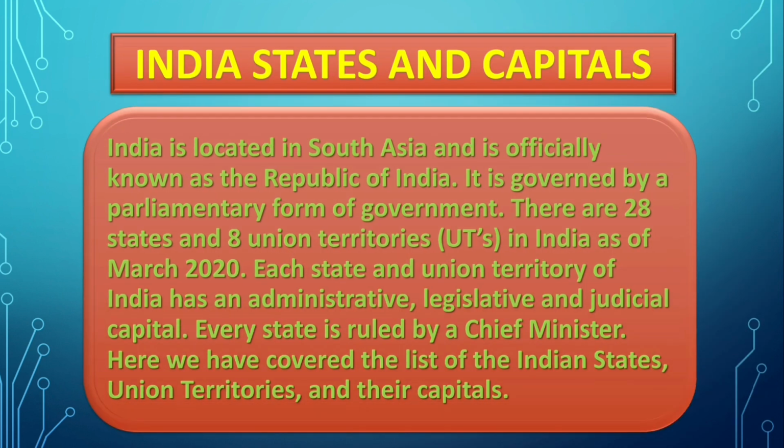Now let us move to India, states and capitals. India is located in South Asia and is officially known as the Republic of India. It is governed by a parliamentary form of government. There are 28 states and 8 union territories in India as of March 2020. Each state and union territory of India has an administrative, legislative and judicial capital. Every state is ruled by a chief minister. Here we have covered the list of Indian states, union territories and their capitals as follows.